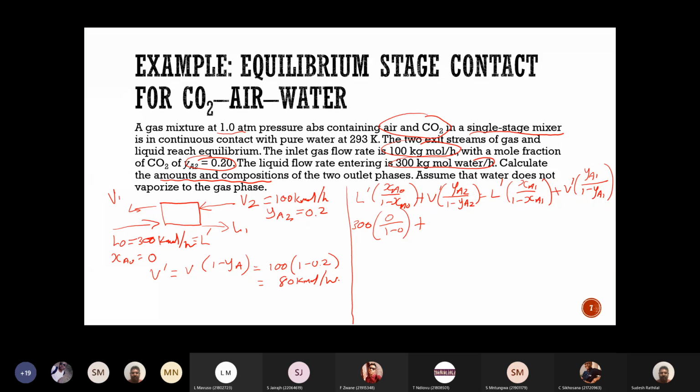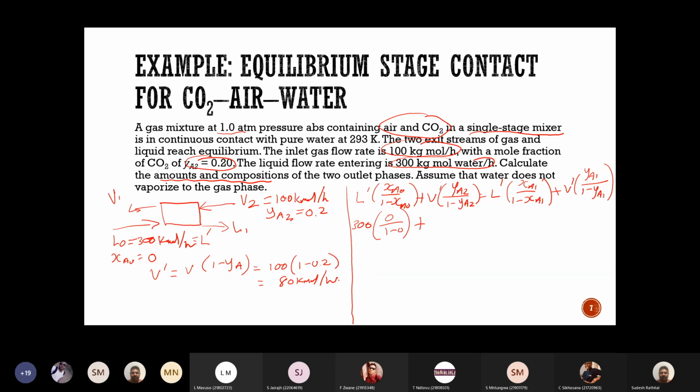So what is this telling us? Coming in is 100 kilomoles per hour. That is made up of 20 kilomoles CO2 and 80 kilomoles per hour of A. That's what it means. Okay, so the V prime, the inert, is 80. Remember, the 80 will be what's coming in and what's going out. It'll be 80.